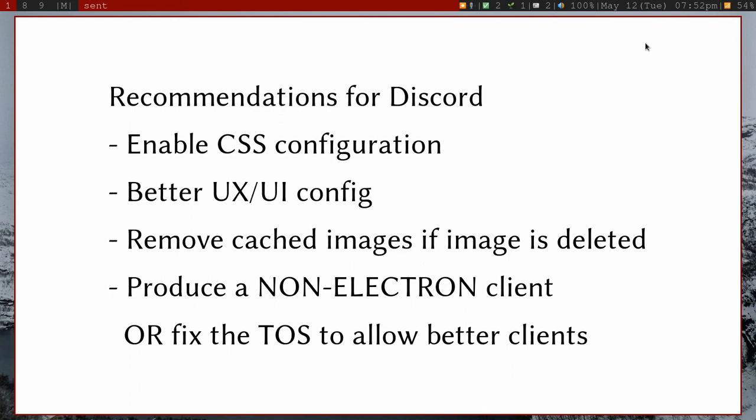And this one's probably not going to happen ever, but produce a non-Electron client, please. Or fix the temperature server to allow better clients. Now I already know they're probably not going to bother enforcing the temperature server on anybody actually using a better client, but don't take it from me, mate. If you're boosting the temperature server by using a better client, better than what Discord provides, then they still have the power to ban you off the system, which is why I will say have an alternate account ready if you're going to do that.